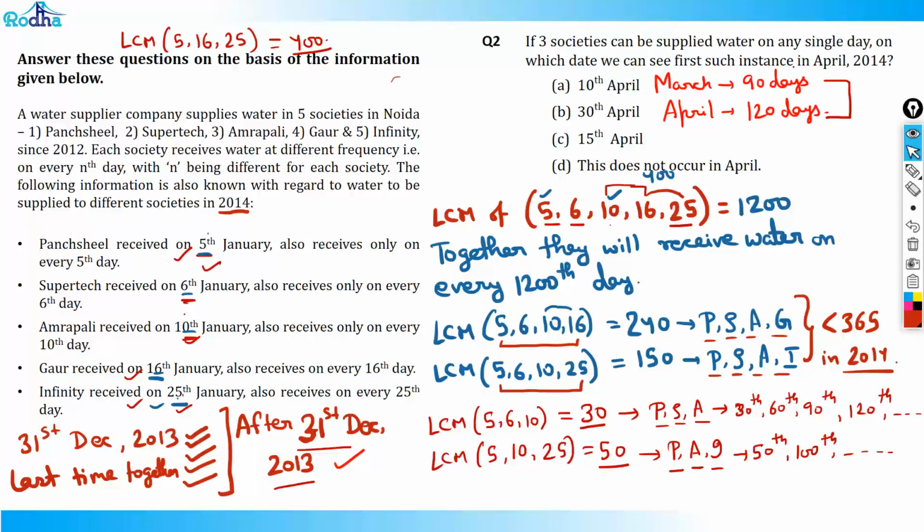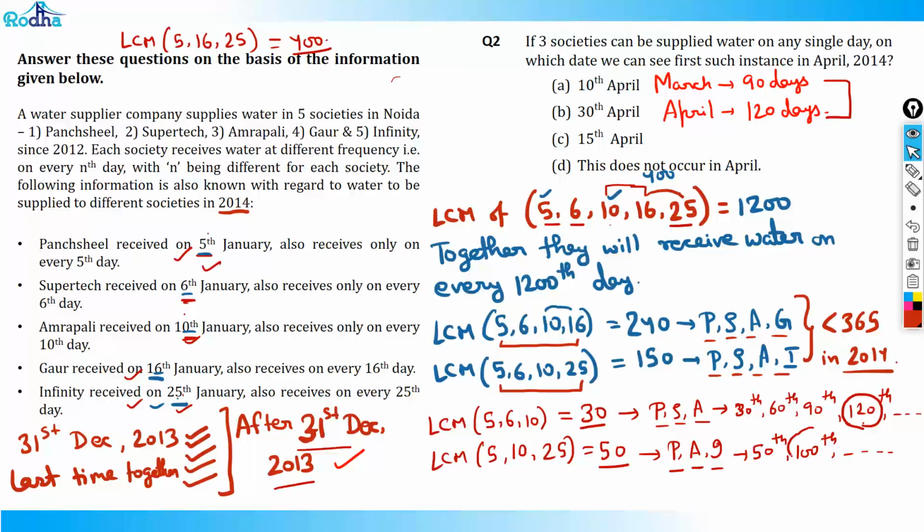So April will lie somewhere in between 90 and 120, because January plus February plus March is around 90 days, and April finished is around 120 days, right? So I want in between 90 and 120. That's why I'm taking these numbers. Obviously, after 31st December 2013, this 120th day will be how much? It will be 30th April.